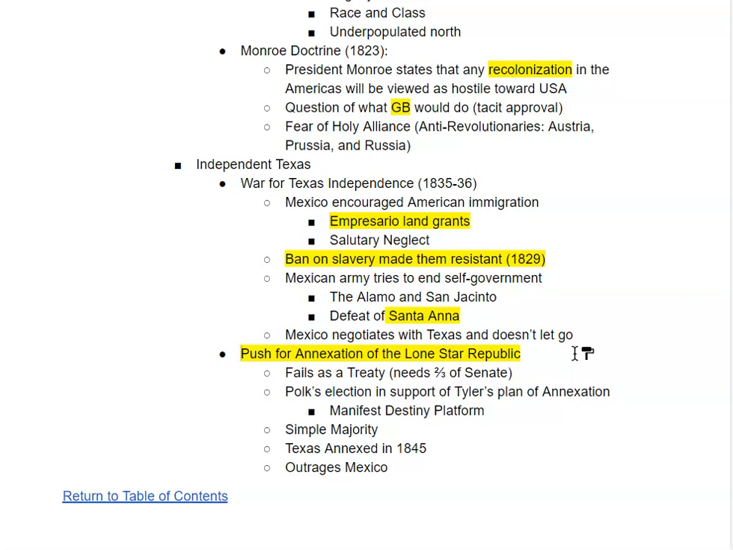And so President Polk wins the election of 1844, making the annexation of Texas one of his major platform promises. And so with a simple majority, rather than the 2/3 needed for a treaty, because there were those who opposed annexing Texas, by simple majority it passes, and in 1845 Texas is added to the United States.